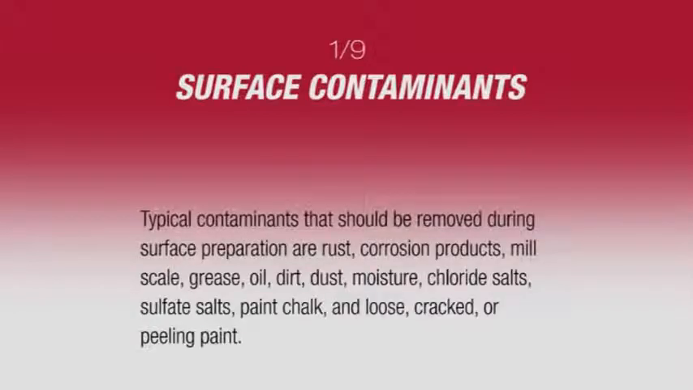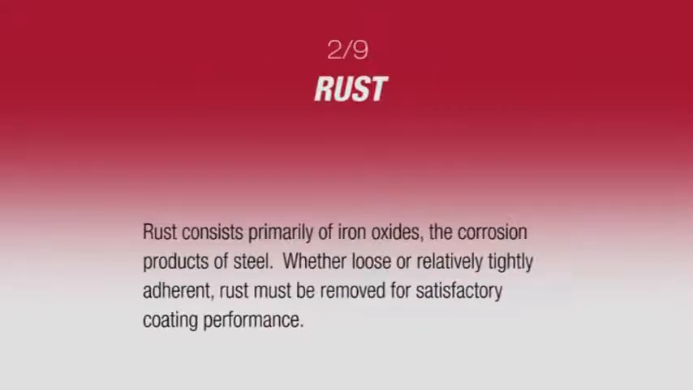Surface contaminants. Typical contaminants that should be removed during surface preparation are rust, corrosion products, mill scale, grease, oil, dirt, dust, moisture, chloride salts, sulfate salts, paint chalk, and loose, cracked, or peeling paint. Rust. Rust consists primarily of iron oxides, the corrosion products of steel. Whether loose or relatively tightly adherent, rust must be removed for satisfactory coating performance.